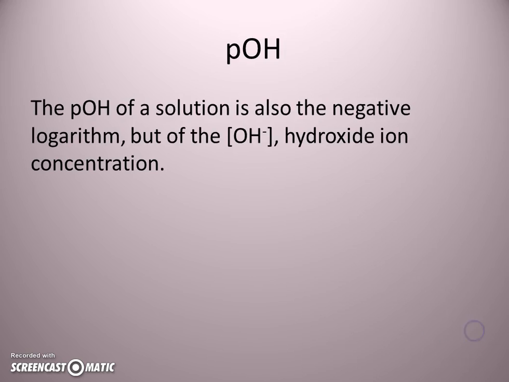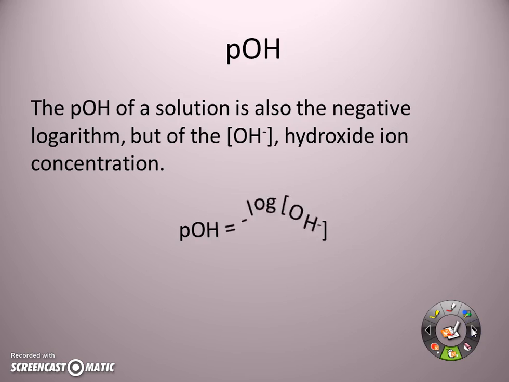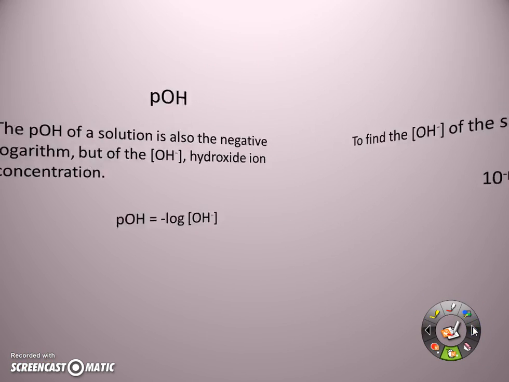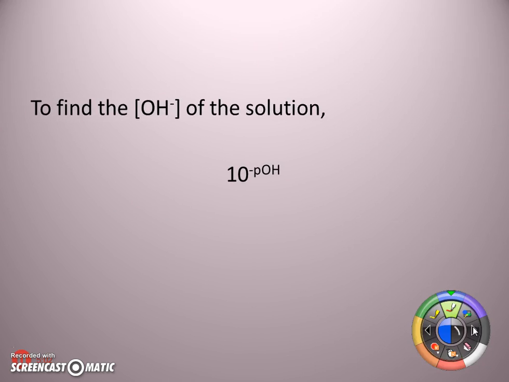pOH. So OH is a hydroxide, so the pOH of a solution is also going to be a negative logarithm, but instead of using the hydrogen concentration, you're going to use the hydroxide concentration. So pOH is going to be referring more to basic solutions. Hydroxides indicate that it is a base. So the pOH is going to equal the negative log of the hydroxide concentration. And just like finding the hydrogen concentration, to find the hydroxide concentration, you're going to take 10 to the negative whatever your pOH is, and that'll allow you to find the concentration of the solution.